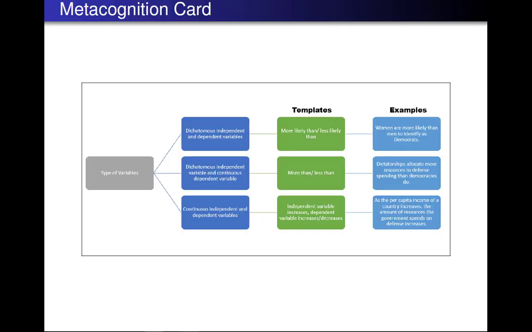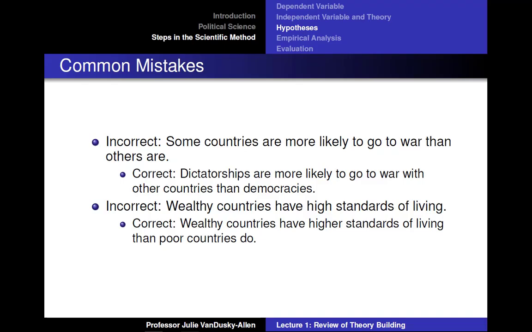This metacognition card can help you decide which hypothesis template to use based on which kinds of variables you have. If you have dichotomous independent and dependent variables, use the more likely than / less likely than template. If you have a dichotomous independent variable and a continuous dependent variable, use the more than / less than template. If you have continuous independent and dependent variables, use the independent variable increases, dependent variable increases / decreases template.